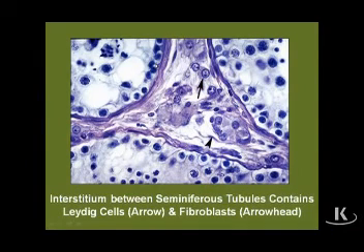Next, let's look at the interstitial area between the seminiferous tubules. And here, as we indicated schematically earlier, we find the testosterone-producing Leydig cells at the tip of the arrow that are interspersed among blood vessels and additional connective tissue elements, including fibroblasts, one of which is illustrated at the tip of the arrowhead.